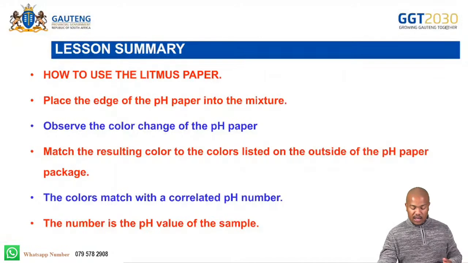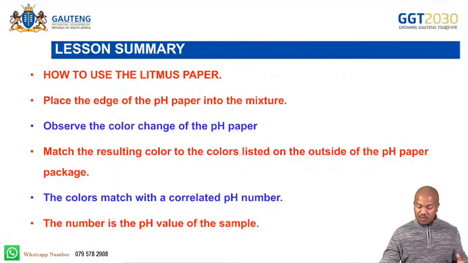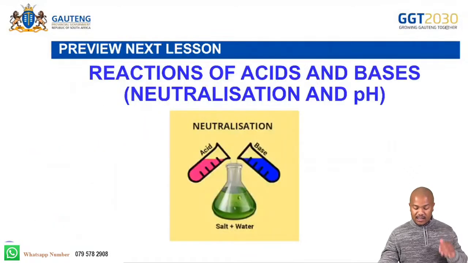The colors match with a correlated pH number, and that tells us what the level of acidity or alkalinity is in that substance, right? And we say that the number is the pH value of the sample.